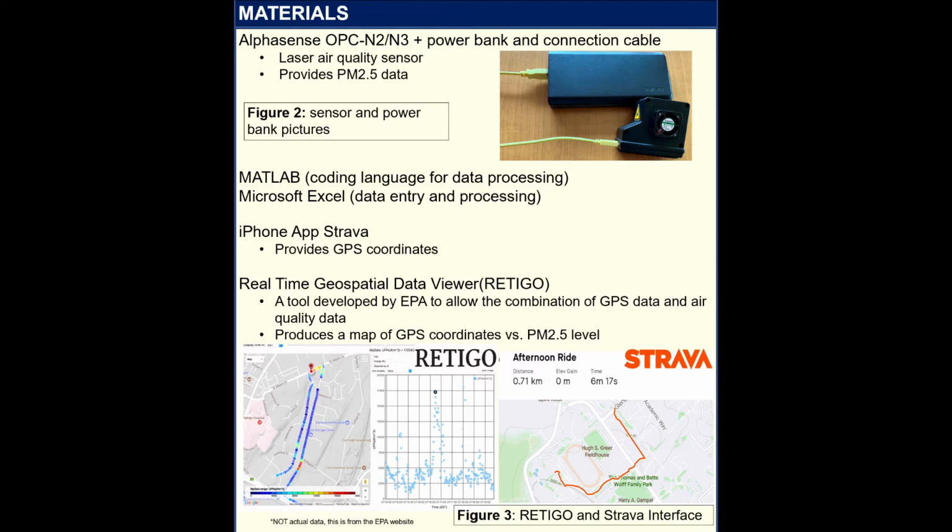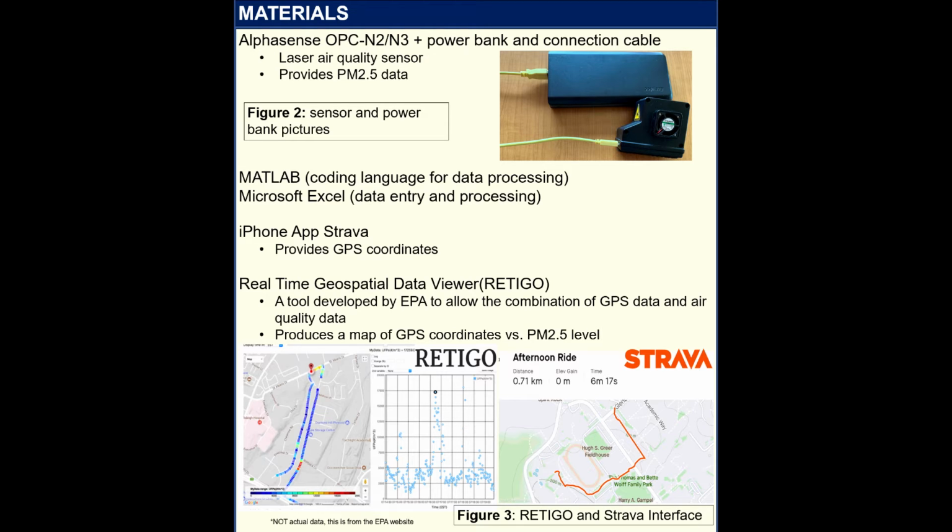Materials. For this project, the particulate matter sensor I use is called AlphaSense OPC N2. This is a laser-based air quality sensor and it provides me data for the concentration of PM2.5 in the air. Figure 2 shows the sensor connected to its power bank. I also use Microsoft Excel for data entry and MATLAB, a coding language commonly used in engineering, for data processing.